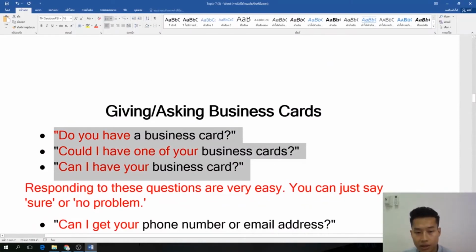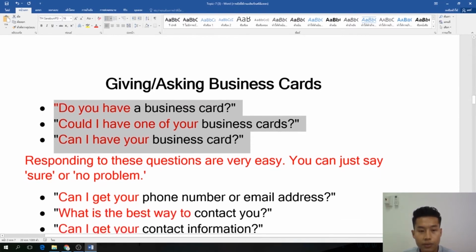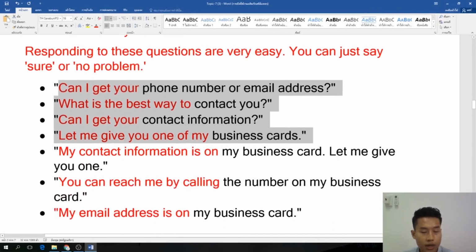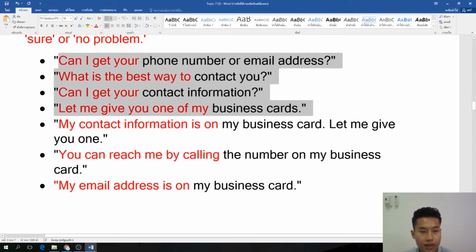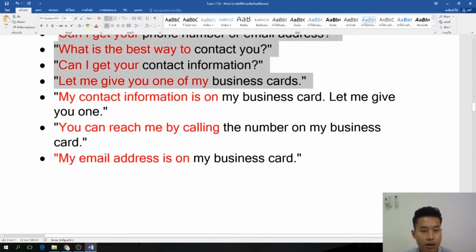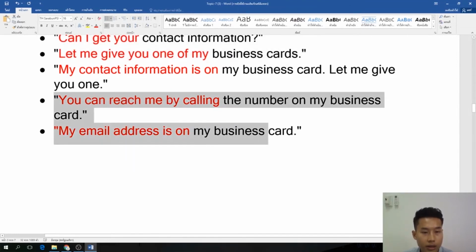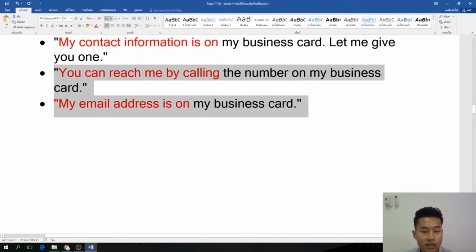Okay, do you have a business card? Could I have one of your business cards? Can I have your business card? Can I get your phone number or email address? What is the best way to contact you? Can I get your contact information? Let me give you one of my business cards. My contact information is on my business card. You can reach me by calling. My email address is on my business card.